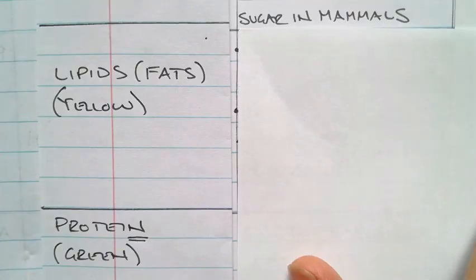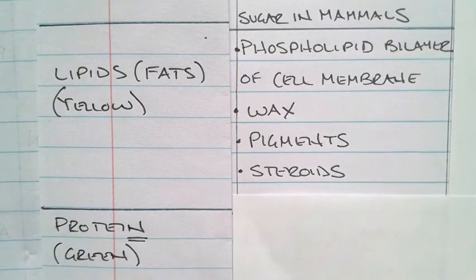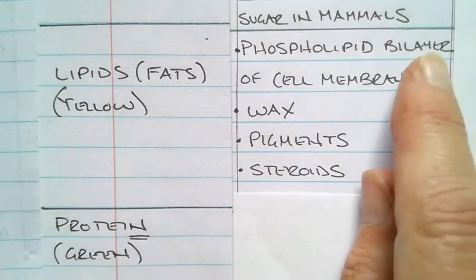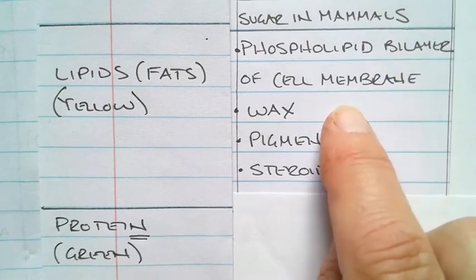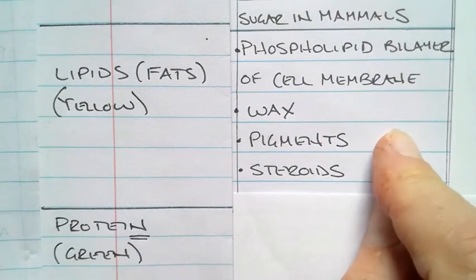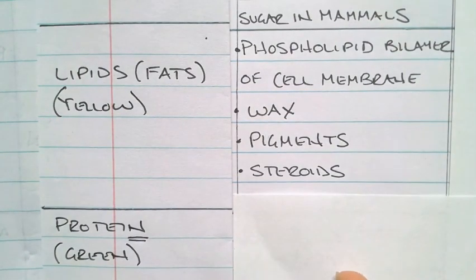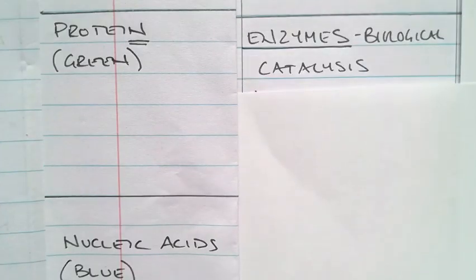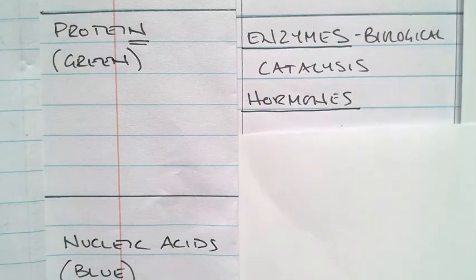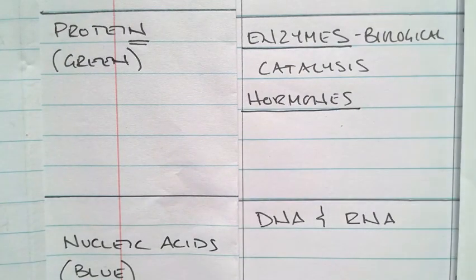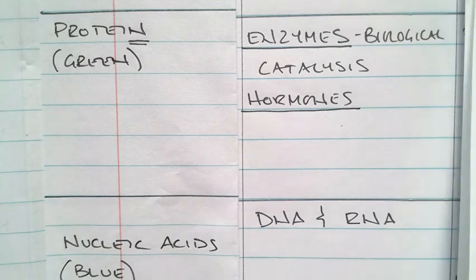The next group of macromolecules are the lipids and fats. These are found, they encircle every cell in your body. They make up the wax, pigments, such as the color of flowers, your skin, as well as steroids. A good example of proteins are basically enzymes. These are biological catalysts, which mean they speed up chemical reactions, as well as hormones, such as estrogen and testosterone.